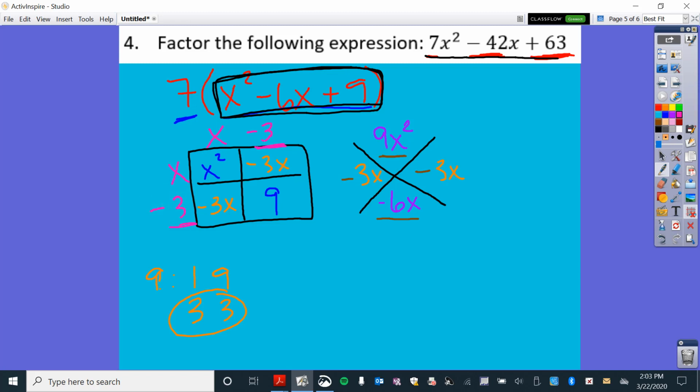Just negative 3. So when you write your final answer for your factor, because on this one they're only asking for the factor, you're going to write your GCF. So we said our GCF that they gave us was 7. Then we're going to write our two parentheses, so our two factors. So x minus 3 and x minus 3. Okay.